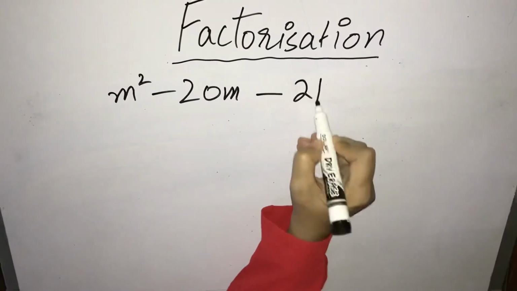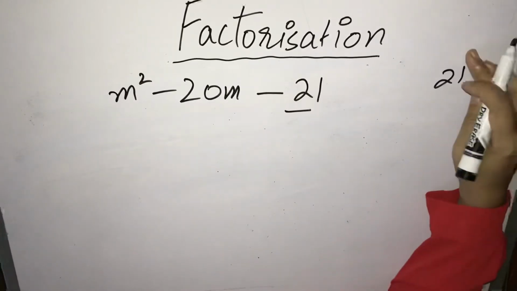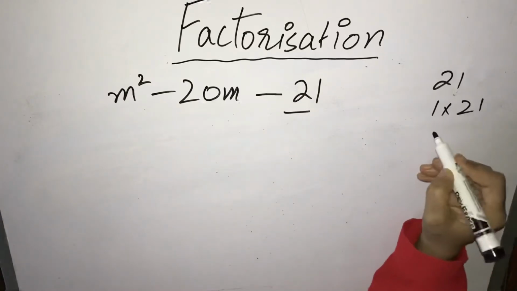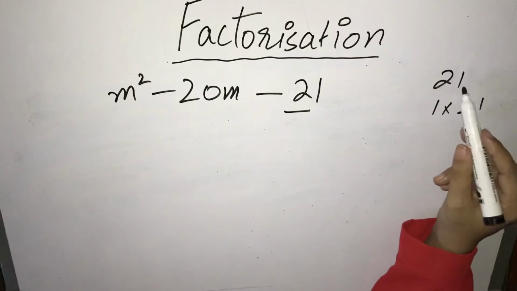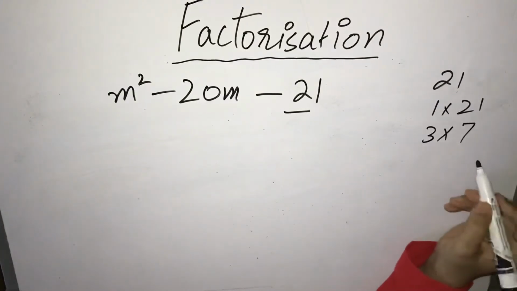Factors of 21. All factors of 21. 21 ones are 21, the 2's table, 21 doesn't come because it's an odd number. 3 sevens are 21, no other option.